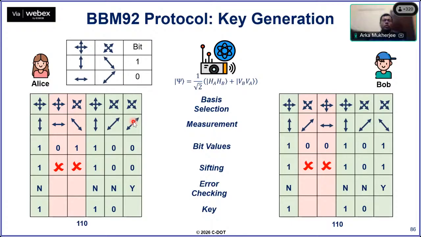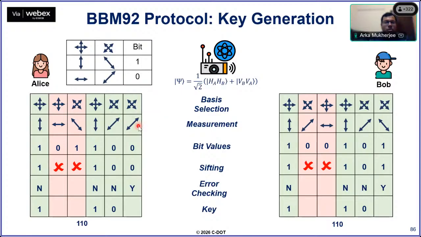If our state is generated using rectilinear basis, that is the case here because H and V are in the rectilinear basis. So if we measure this in the diagonal basis, sometimes we can get diagonal, sometimes we can get anti-diagonal. So this has happened in the last column. There is a state called HH, and Alice has measured it in diagonal basis. She has got diagonal, but Bob has got anti-diagonal.